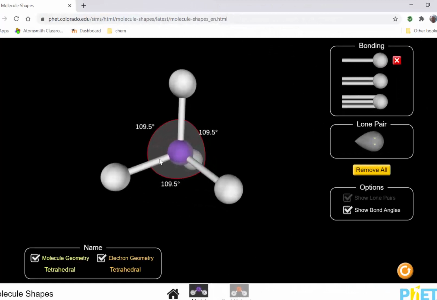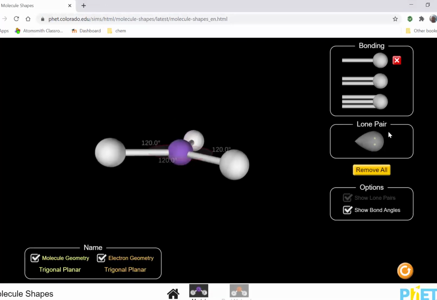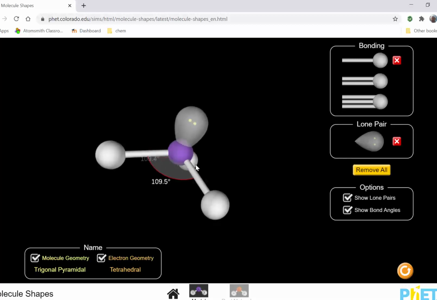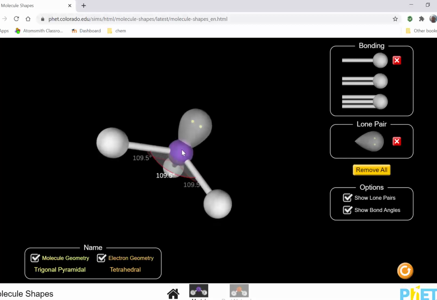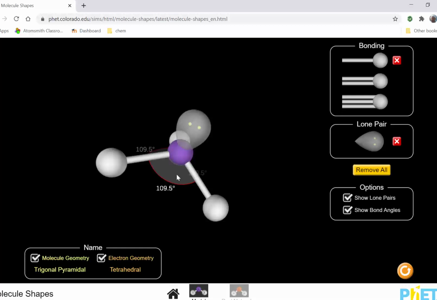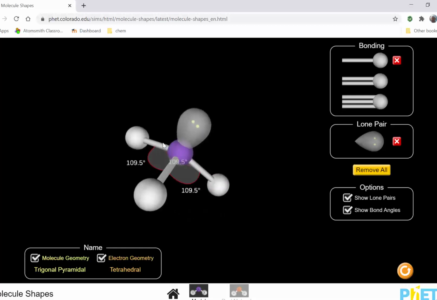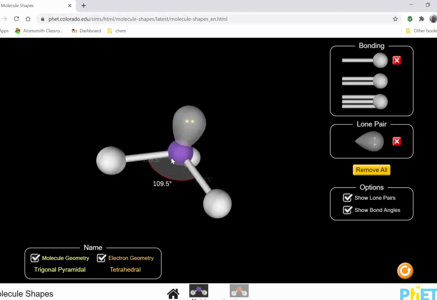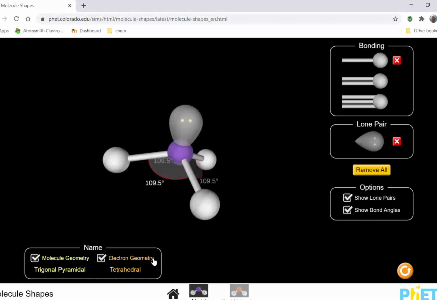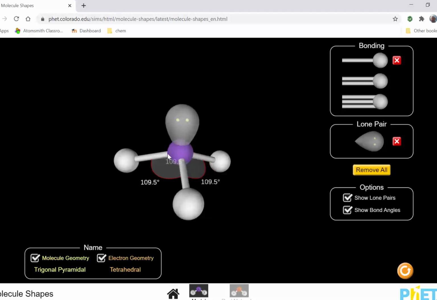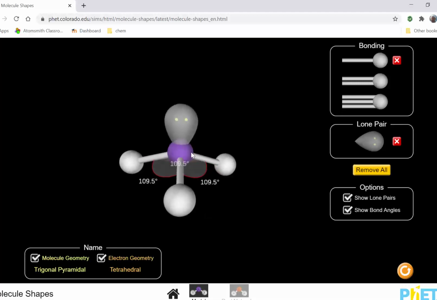In terms of connecting methane to ammonia, if I remove one of the bonding pairs and replace it with a lone pair, this is a situation that's similar to ammonia, where I do have 4 regions of electron density, I have 3 bonding pairs, and I have 1 lone pair. And collectively, they will adopt an electronic geometry tetrahedral. The molecular geometry, though, is referred to as trigonal pyramidal.